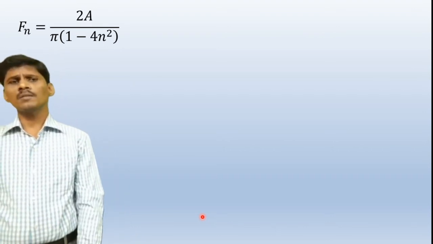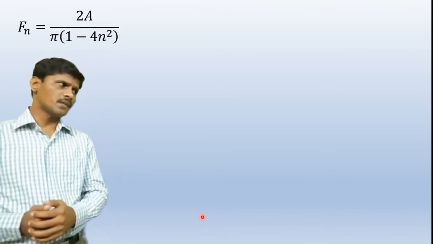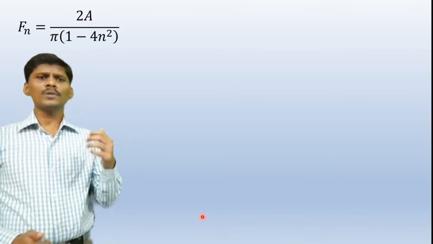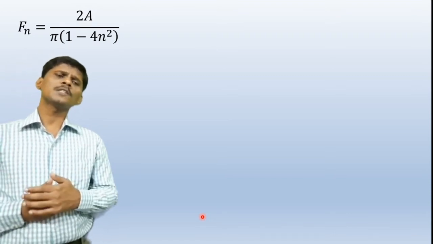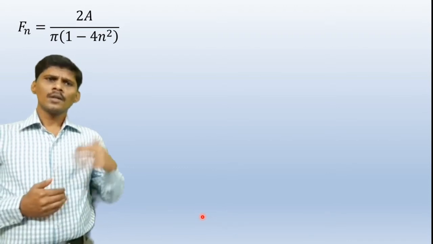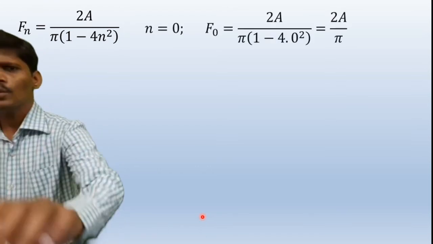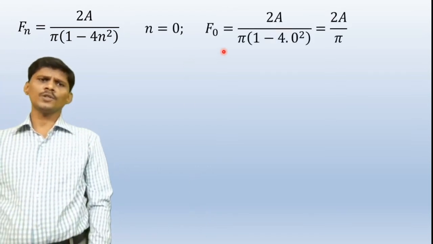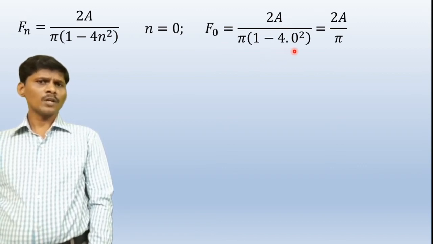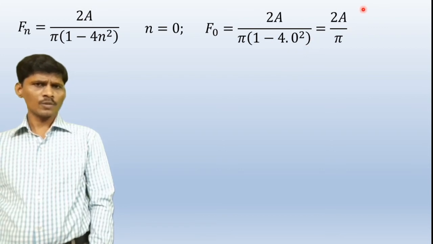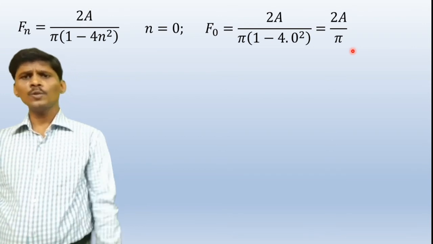How to draw the spectrum? How to draw the magnitude spectrum or amplitude spectrum? This is the coefficient Fn. In this equation, substitute different integer values of n: n is equal to 0, n is equal to plus or minus 1, plus or minus 2, plus or minus 3, like that. First substitute n is equal to 0. Then F0 is equal to 2A by pi into 1 minus 4 into 0 square. That is 2A by pi. At n is equal to 0, F0 is equal to 2A by pi.